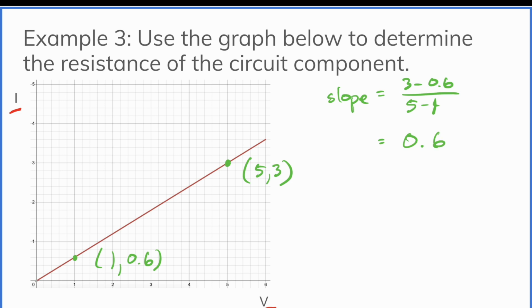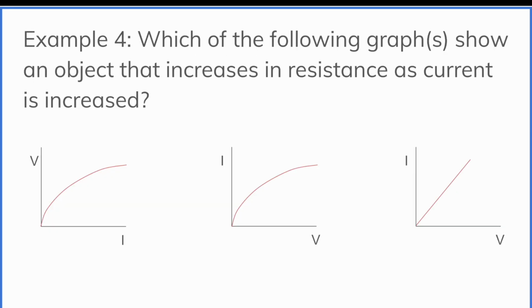0.6. And because this is an IV graph, I know that the resistance is the inverse of the slope. So the resistance is going to be 1 over 0.6, which is 1.7 ohms.